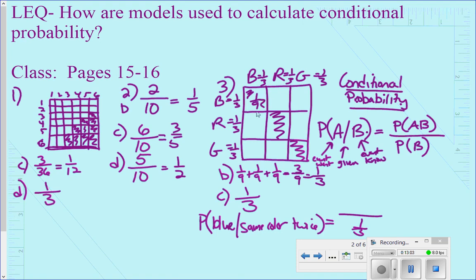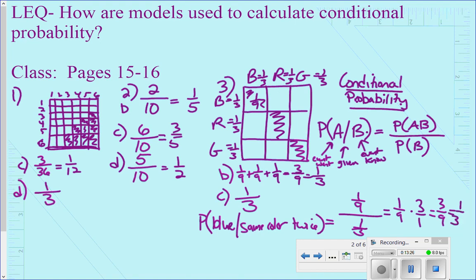And all I do is take that 1/9 that I already filled in my diagram and put that as my numerator. So blue and same color twice is the numerator, and the same color twice, which is the given, is the denominator. To divide fractions, we multiply by the reciprocal of the denominator, so times 3/1, which gives me 3/9, which simplifies to 1/3.